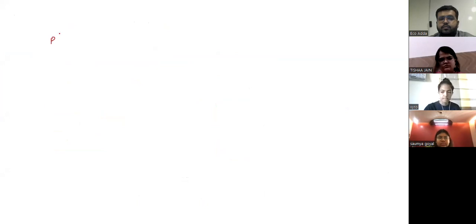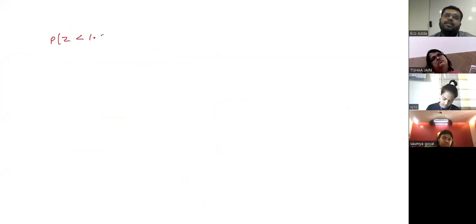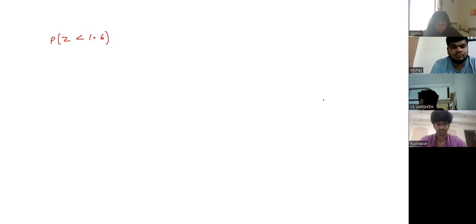Now, can you please find for me the probability z is less than 1.6? All you need to do is first, please make the graph. First step is please make the graph.